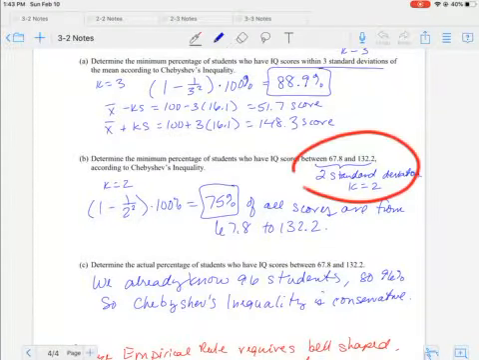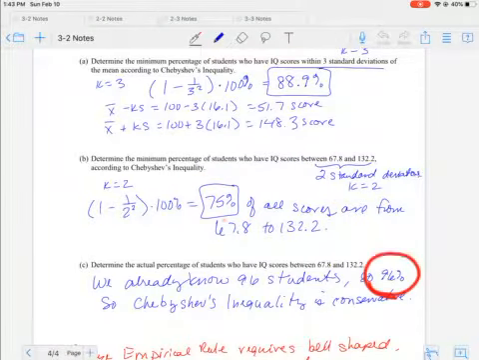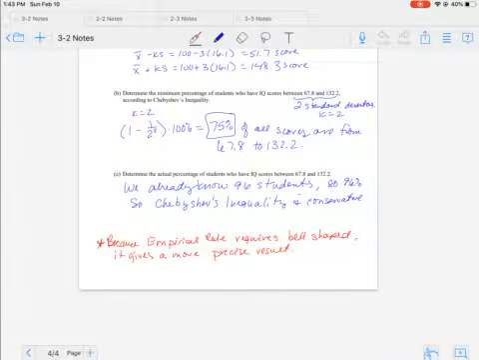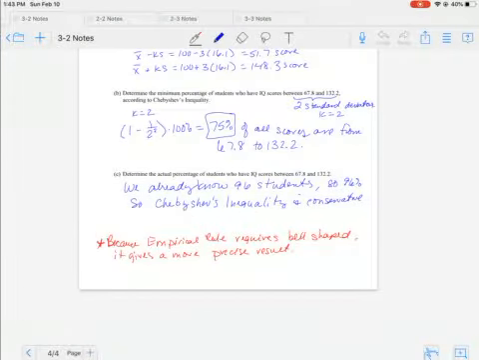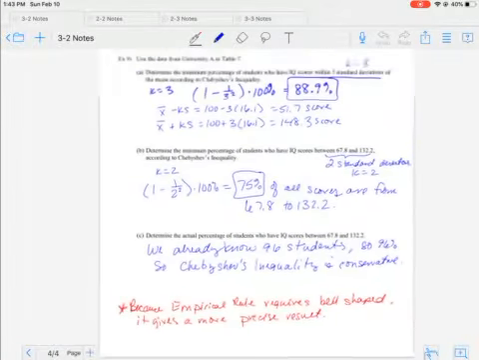Same thing we're finding here. Within 2 standard deviations is 75%. We know the actual is 96 because that's what we determined in that last example, right? So Chebyshev here is much more conservative. Because this is bell-shaped, your empirical rule is much more accurate. But the thing is, the empirical rule does require a bell shape to give that more precise result. So that's kind of the main thing here.